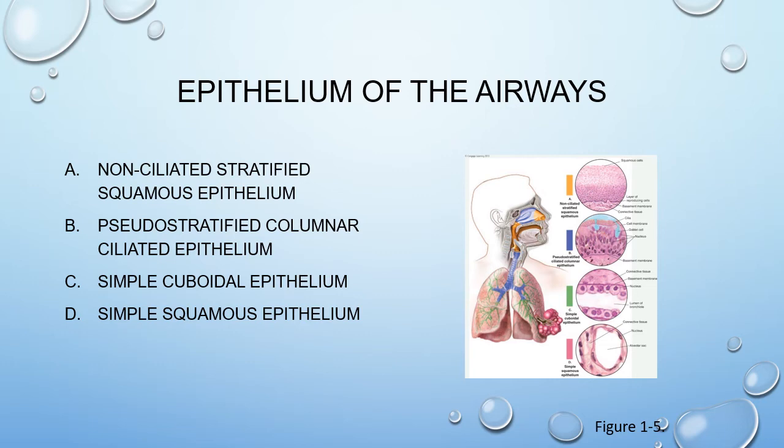And then we get down to D, the last one that we're going to talk about, which is simple squamous instead of stratified. Simple means it's one layer of squamous cells, and they're super thin. And why are they super thin? Well, it's so you can exchange oxygen and carbon dioxide easily. And if you look at the pink, you see this is in the respiratory zone of the airways.